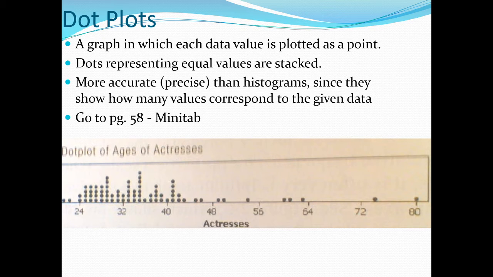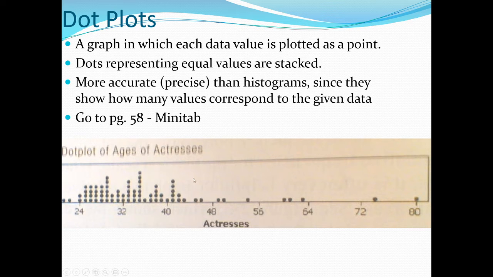Dot plots are another one. A dot plot is something you are probably all familiar with. You just have a number line, and you put a dot above a number each time you see it in the data set. So here are the ages for best actresses put in a dot plot. It's very similar to a histogram, except that instead of bars, you have dots, and instead of just categories, you have an actual number line that you use.